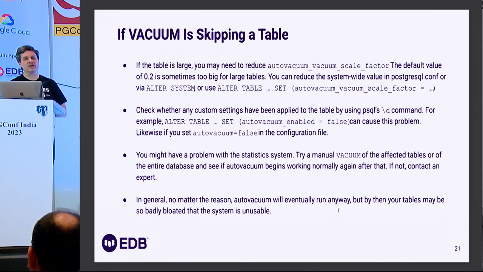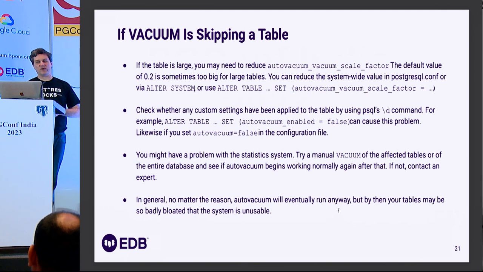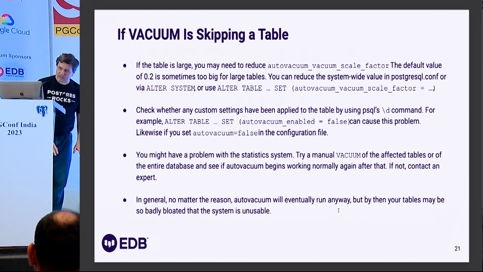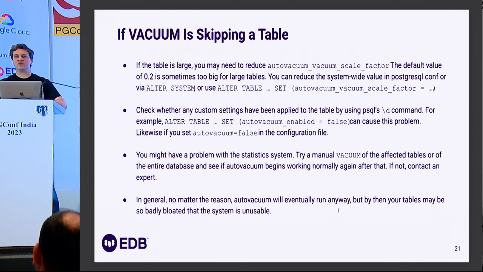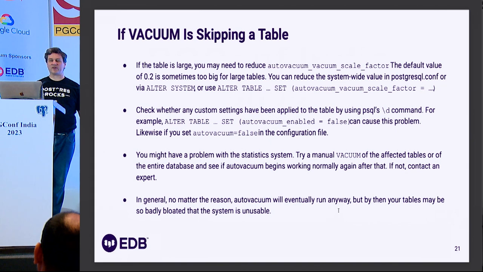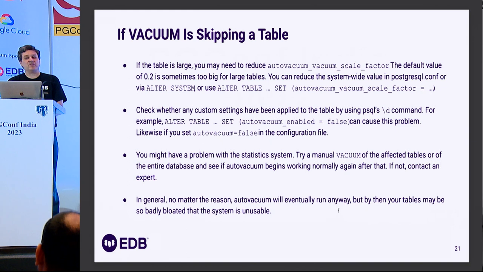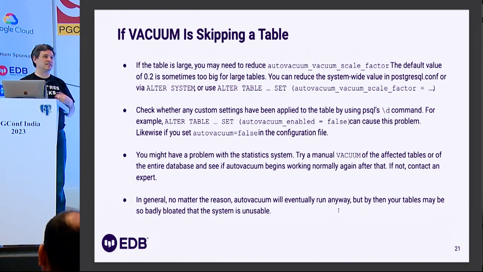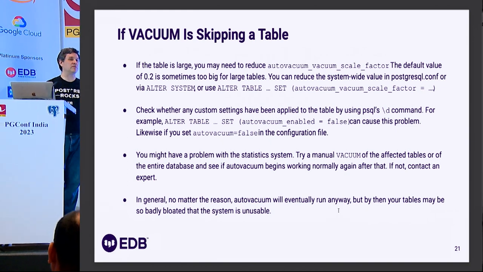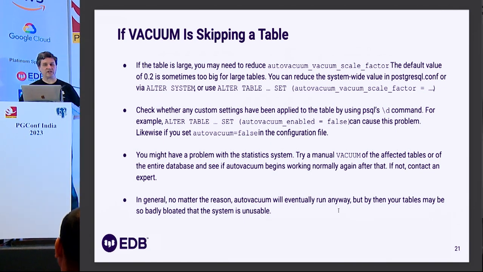One thing to keep in mind here is that really tables are never going to get skipped forever. Even if you set autovacuum equals off, you set autovacuum_naptime equals one day, you set the cost limit really low, you set the scale factor really high, you do all of the things you possibly can to try to prevent Autovacuum from running on a table, it will eventually run anyway. So no table is going to get starved forever. But by the time it actually runs, your table may be so badly bloated that the system is unusable, or you may be so far behind on XIDs that you're refusing write transactions.